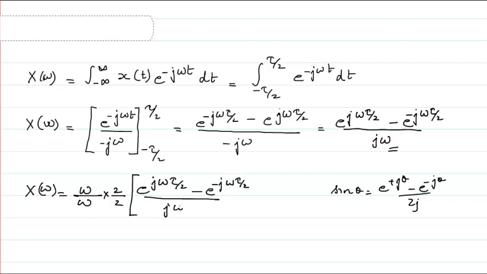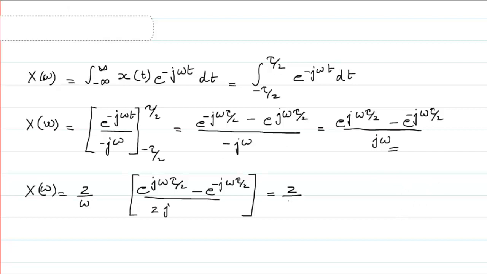So the omega cancels out, and this 2 is going to be here. In a way I can write this as 2 by omega, with another 2 here, 2j, where what is inside the bracket can be written as sine. So this can be written as 2 by omega sine theta. Theta is what here? Omega tau by 2.